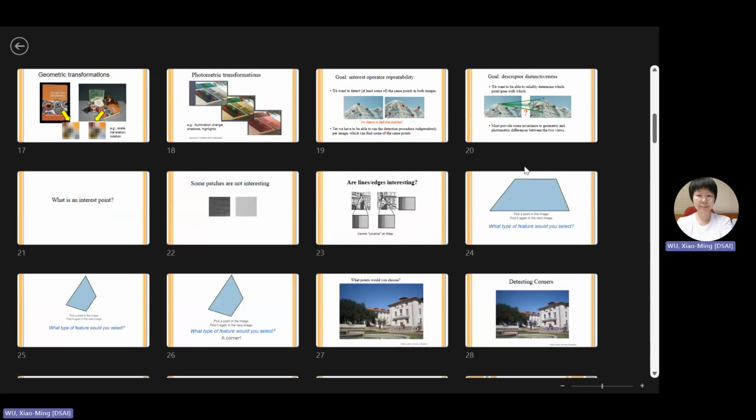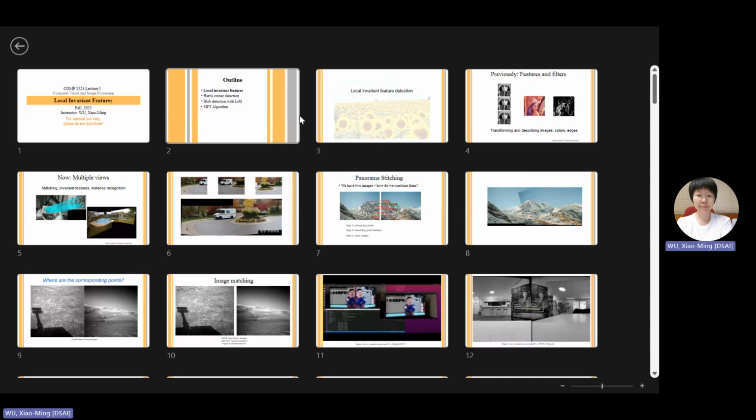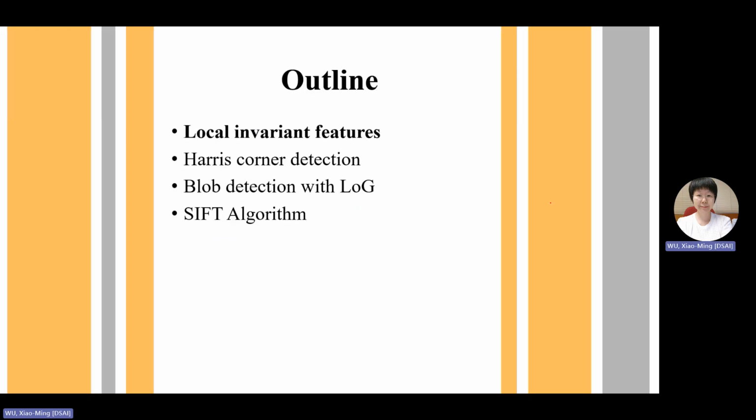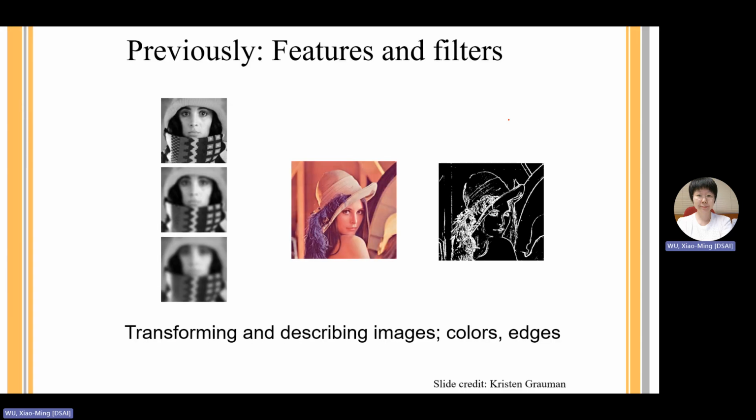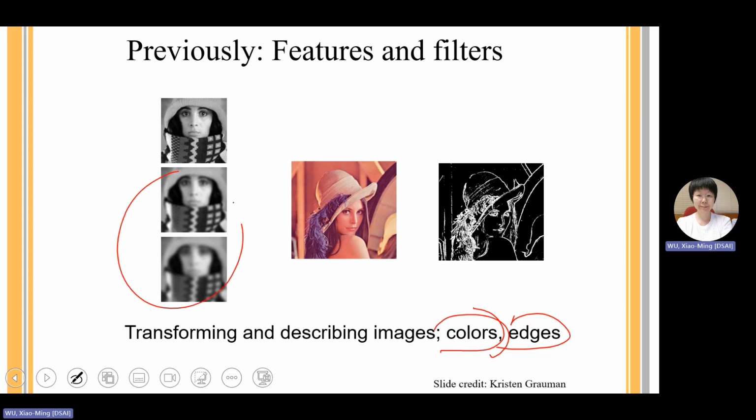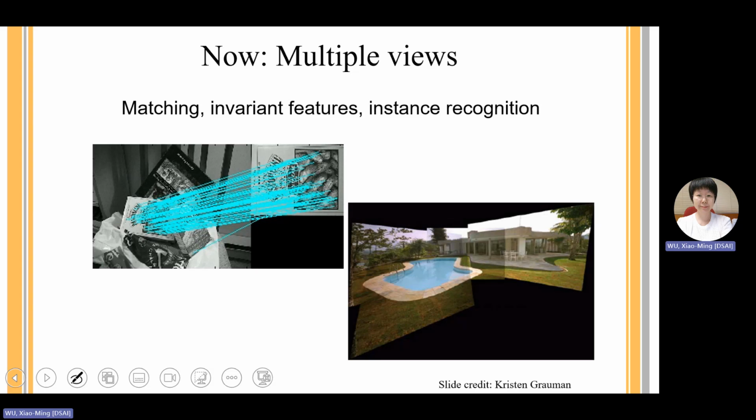Now, back to the introduction of local invariant features. So given multiple images, previously we only dealt with a single image, whether we did edge detection or color transformation. We only dealt with smoothing and edge detection. We only dealt with one image.